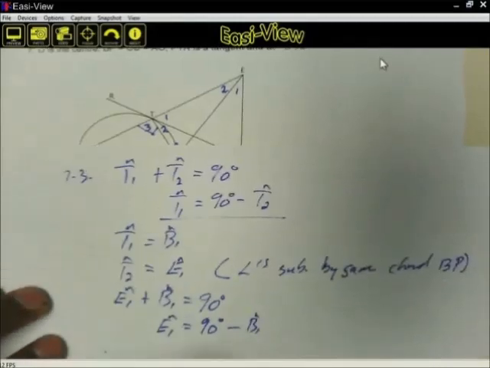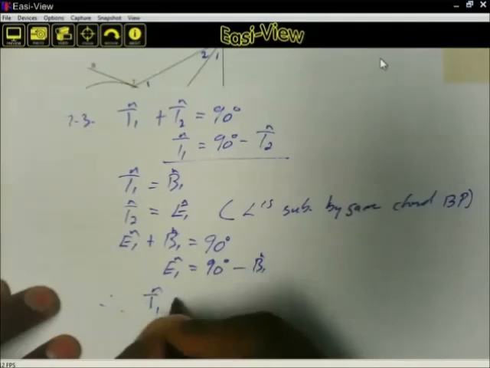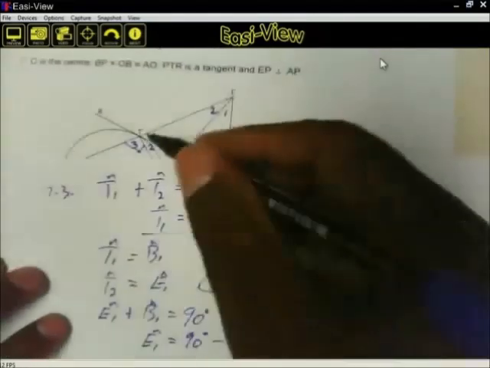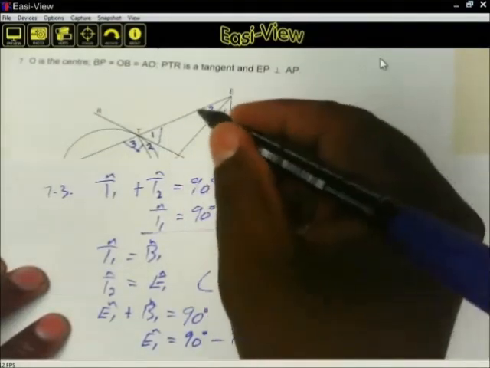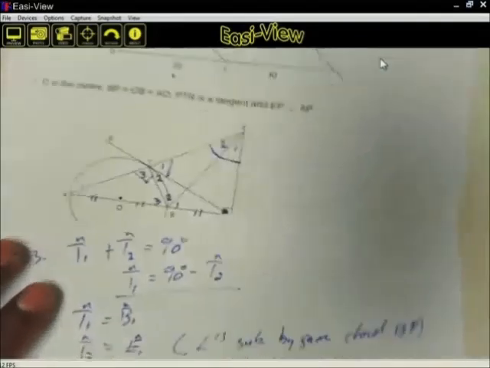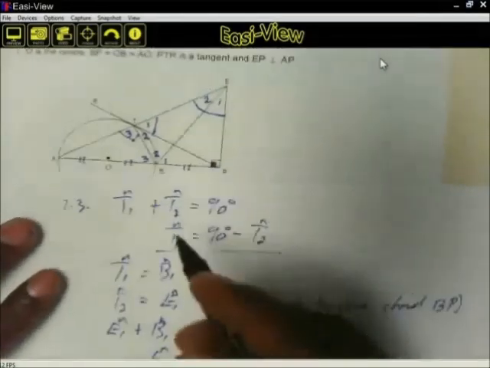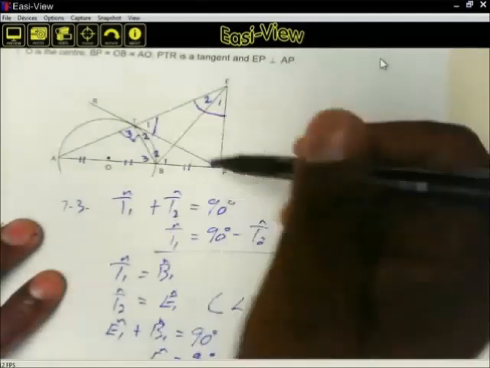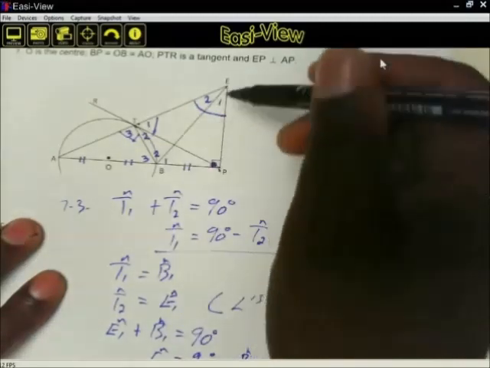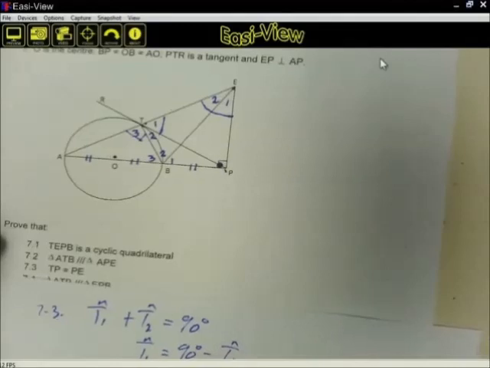Then you conclude that angle T1 is equal to the whole of angle E. So if this angle is equal to the whole of this angle, you draw a conclusion that PT will then be equal to PE. And I think that gives us the solution to number 7.3.